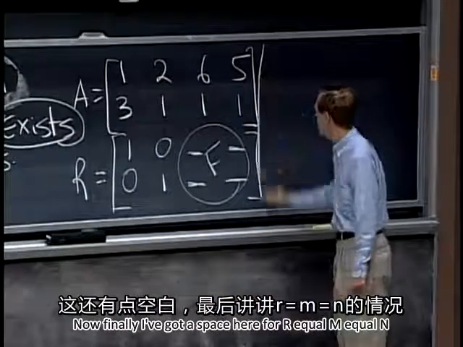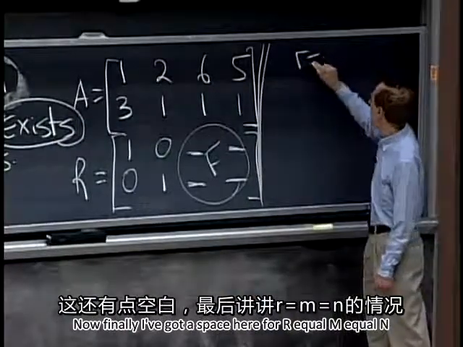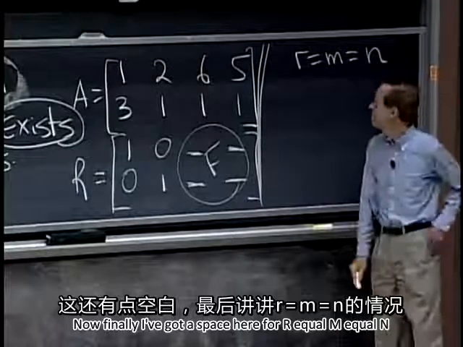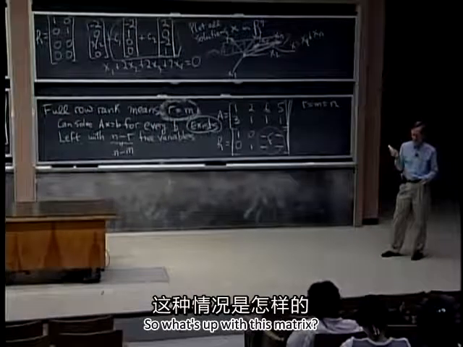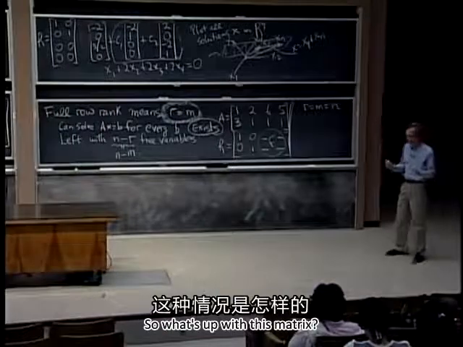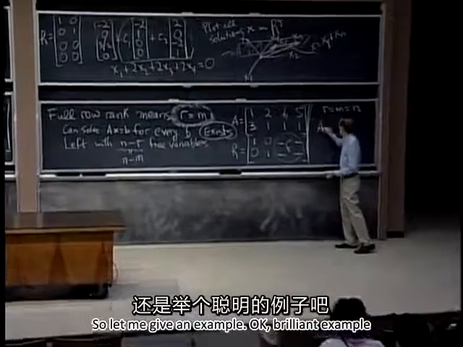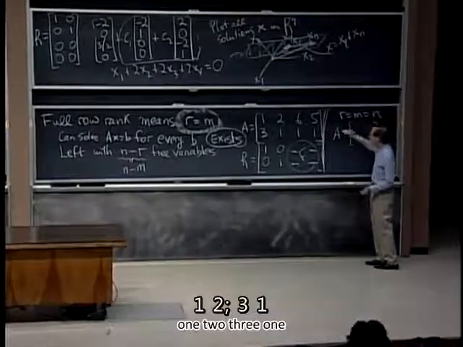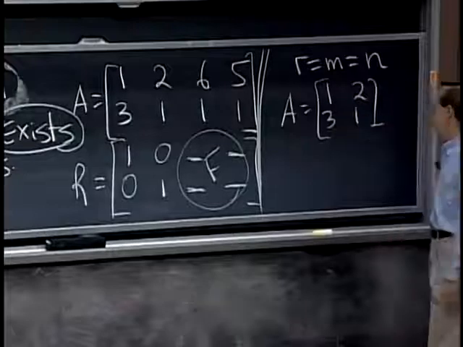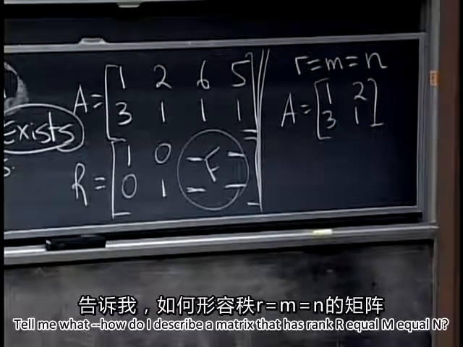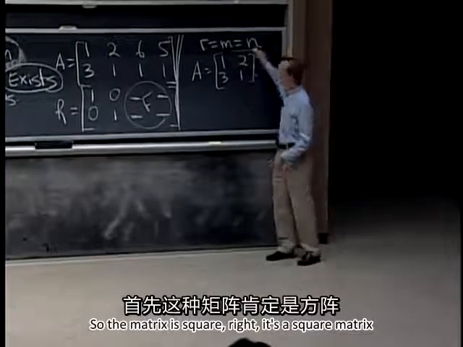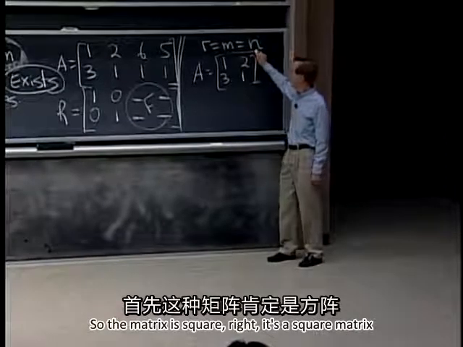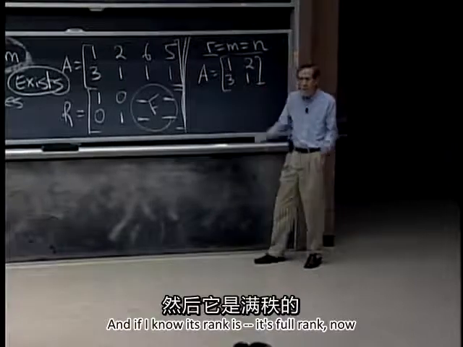Now, finally, I've got a space here for R equal m equal n. I'm off in the corner here with the most important case of all. So what's up with this matrix? Let me give an example. Okay, brilliant example. 1, 2, 3, 1. Tell me how do I describe a matrix that has rank R equal M equal N? So the matrix is square, right? It's a square matrix.